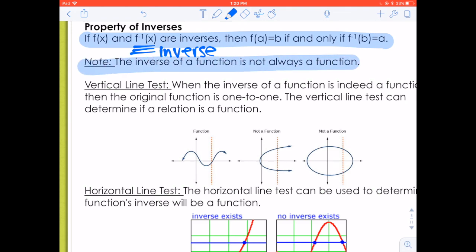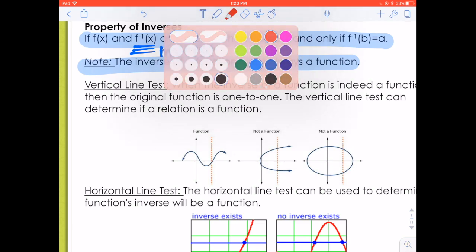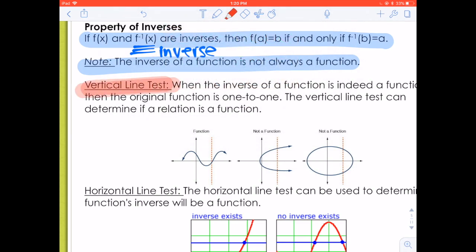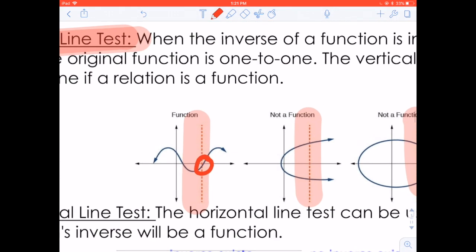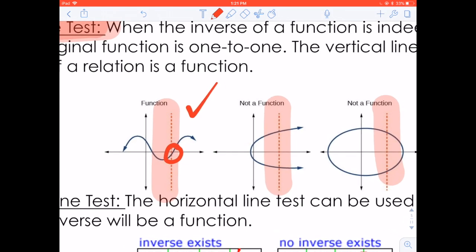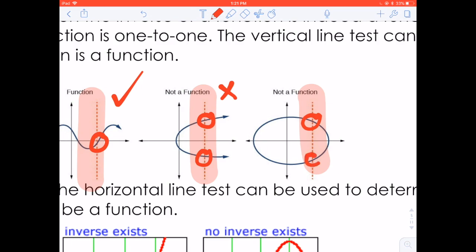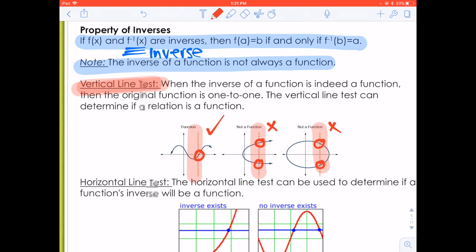So if you recall from Algebra 1, you learned about the vertical line test, which is very important. The vertical line test says if you draw a straight line through a graph and it crosses more than once, then it's not a function. So this crosses once, so this is a function, good. This crosses twice, so it's not a function. Here it also crosses twice, so it's not a function.